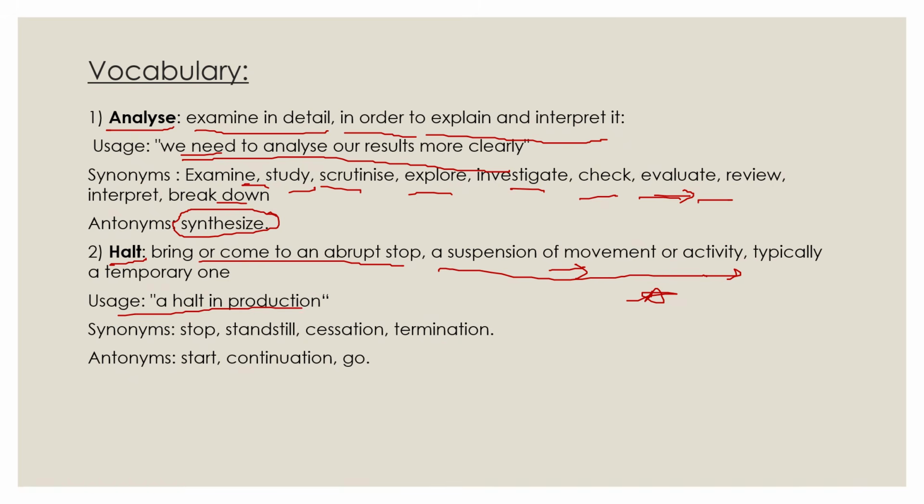Usage: a halt in production. If you take these, it happens in a factory due to technical or industrial problems like power cut or lack of resources, etc. So you can use it: the production in the factory came to a sudden halt due to the lack of resources. Okay? And synonyms, words that have the same meaning as halt: stop, standstill, cessation, also called stopping, termination. Antonyms are going on, starting, continuous, and go. So the first one is analyze, that means study in detail; halt, come to an abrupt stop.